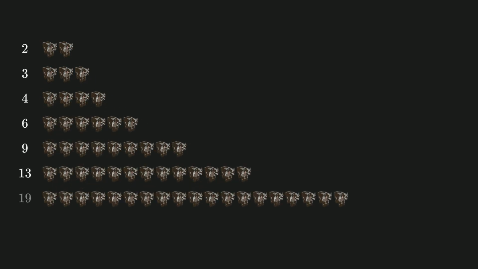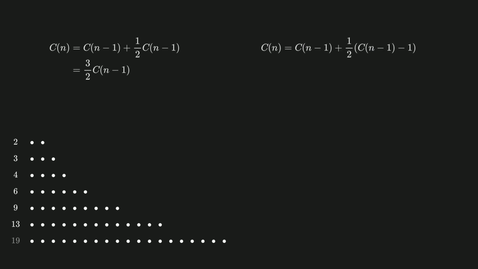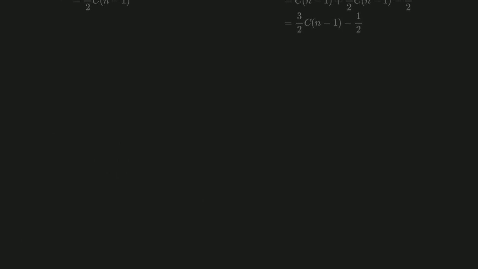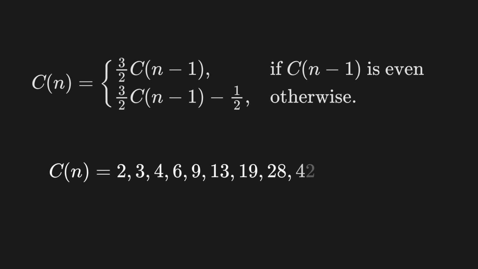Let's write this more mathematically, where C of n is the population of cows on day n. For days when the population is even, we gain another half as many as before. And when it's odd, the amount we gain is half the number of cows minus 1. And we combine this into one big formula. Either by hand or with a computer, we can calculate the first however many values of C.